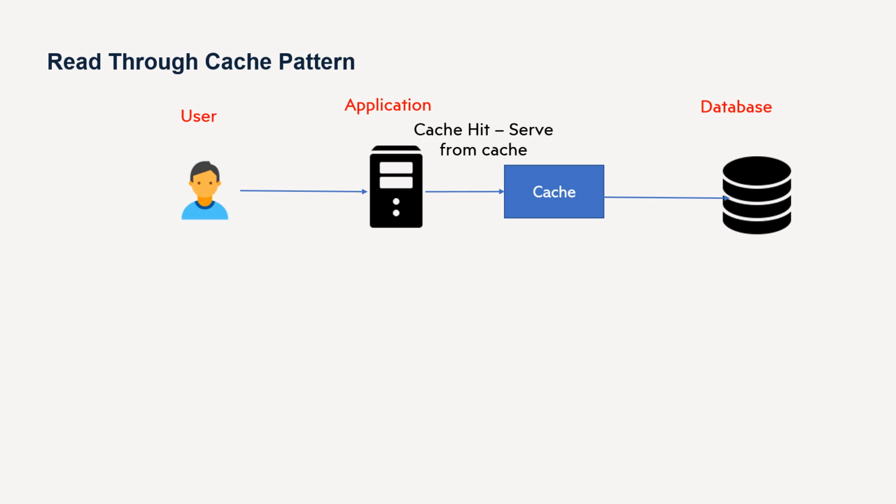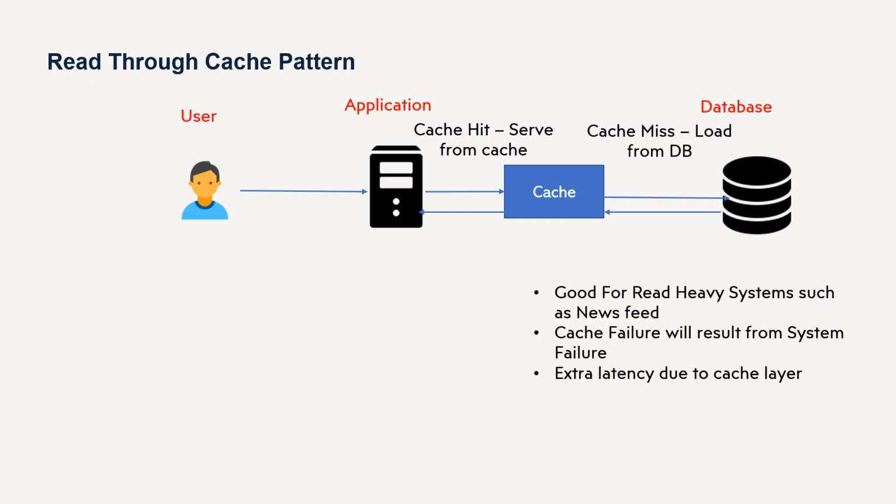So whenever the application is hitting the cache and is able to get a value, we call it a cache hit. We can serve from the cache, but whenever it's a cache miss, the cache will load from the database and serve it to the customers. So the main idea here is that the application and database don't talk to each other. The cache is the mediator, and that is going to talk to both of the components.